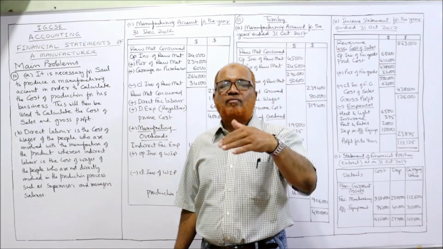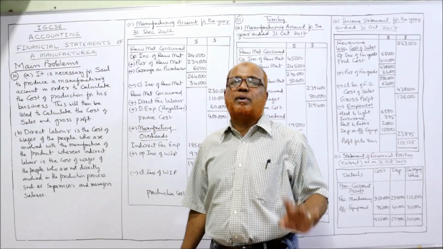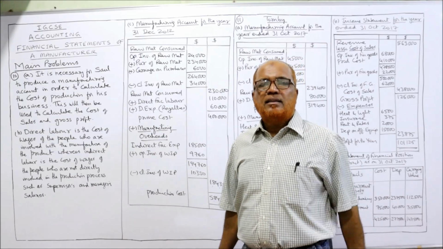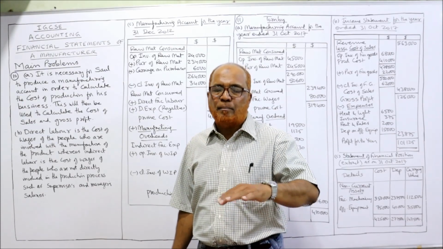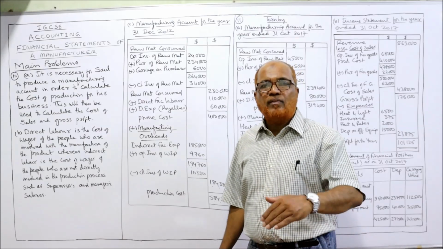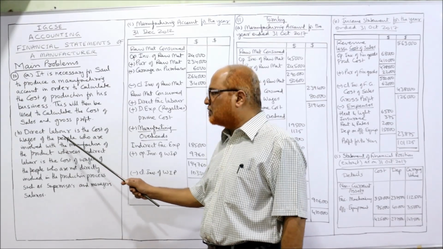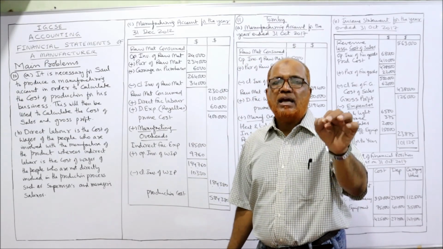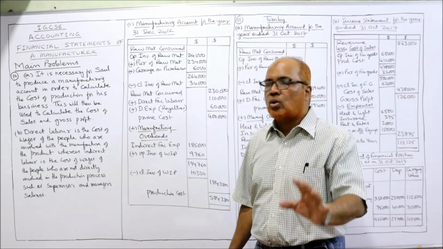And indirect labor means wages paid to those workers who are not directly involved in production but indirectly involved in production, like the salary of supervisors, the salary of managers, and the rent of the premises. These are the examples of indirect labor. So here I have explained direct labor is the cost of wages of the people who are involved with the manufacture of the product, who are directly involved in converting the raw material into finished goods. That is called direct labor.